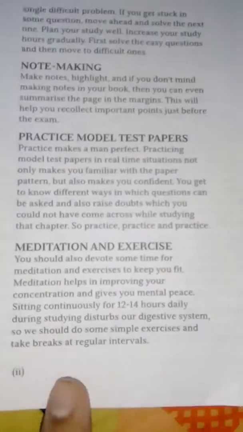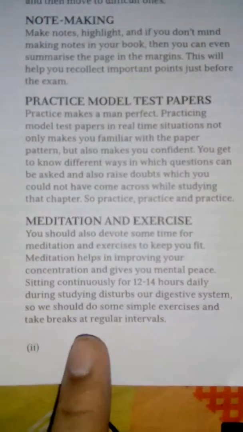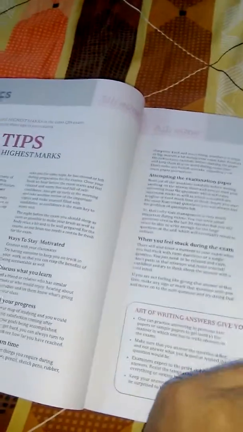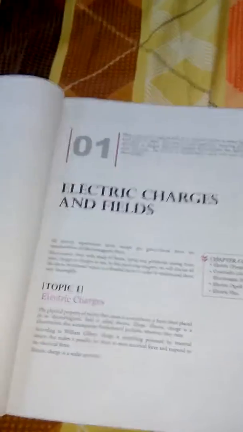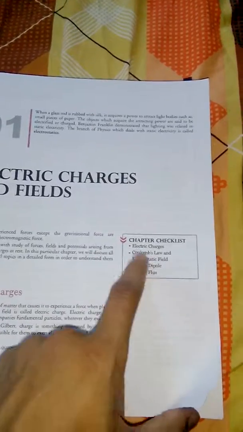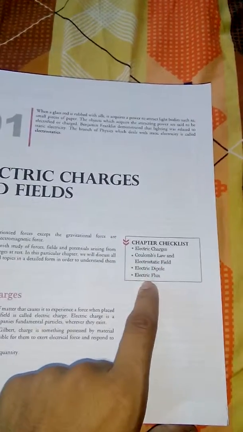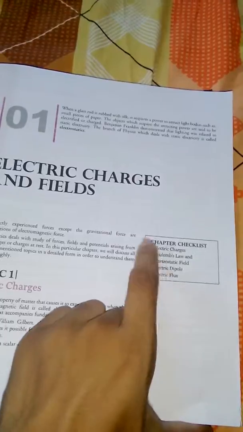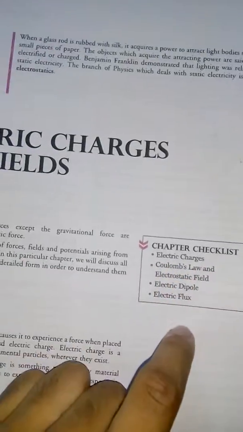So this tip is important, okay? Keep this one in mind. This one is really important. To begin with, in every chapter you have a chapter checklist, like whatever topics will be covered in this particular chapter. Here you can check these things will be covered, okay?